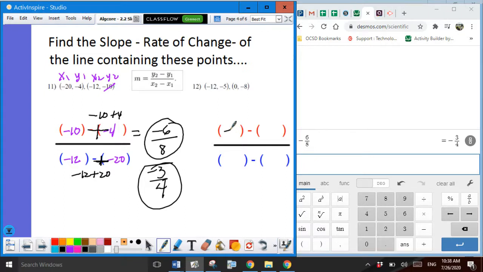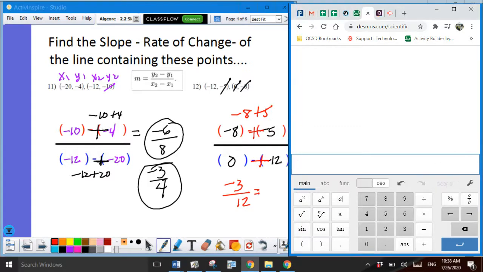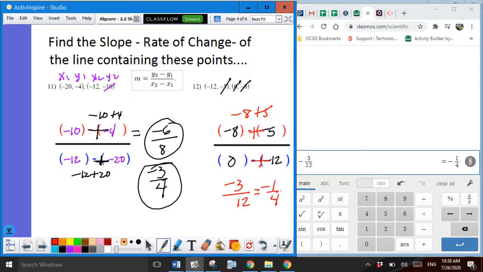And this next one, -8, again, pull your y's, -5. There's a 0 and a -12. Negative is positive, so -8 plus 5 is -3, and negative here is positive, so 0 plus 12. And -3 divided by 12 is -1 over 4.